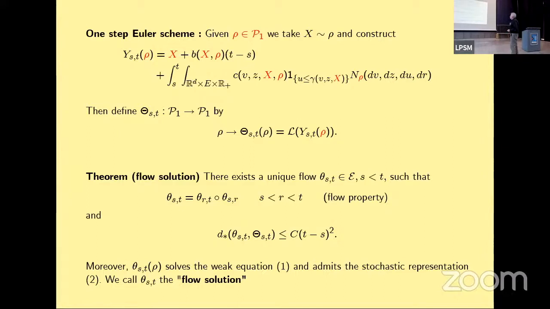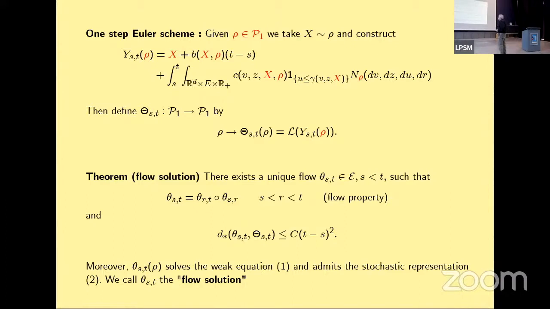So this means that in short time, the flow small theta_{s,t} is close to capital theta_{s,t}, which is a one-step Euler scheme. And so what we prove is that there exists a unique flow small theta_{s,t}, which has a flow property and which is in short time close to the one-step Euler scheme.